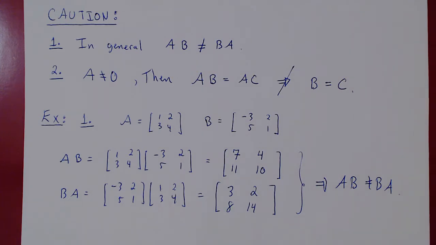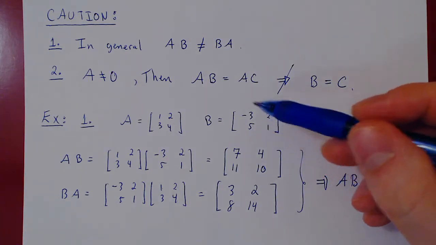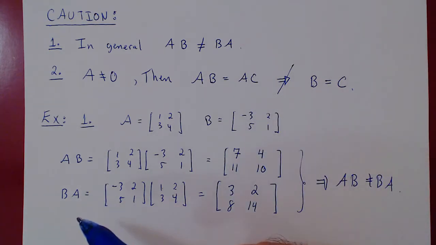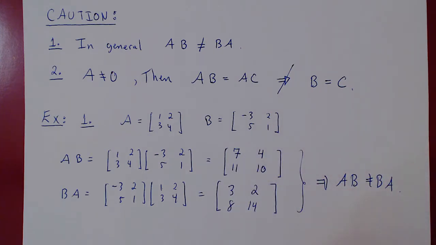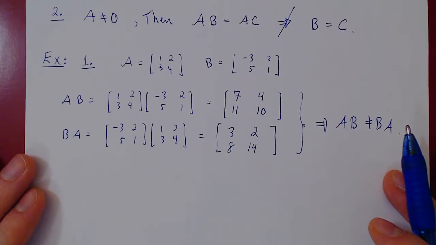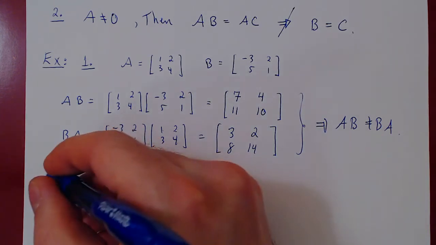And you can try and make up other examples on your own. Pick a random 2 by 2 matrix A, a random 2 by 2 matrix B, compute AB and BA, and almost always you will get different matrices. Let's look now at property 2. I should say lack of property 2, our second cautionary tale.